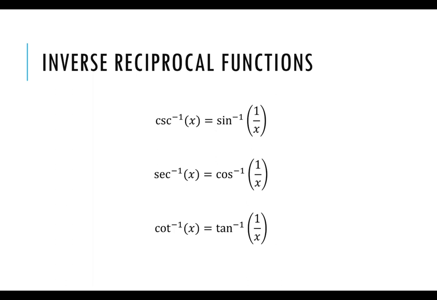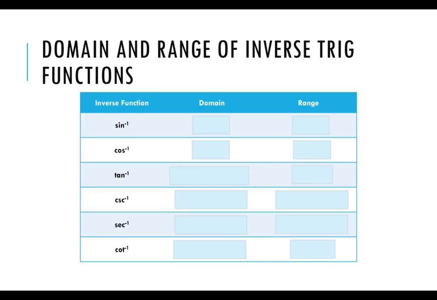And then cotangent inverse is the same thing as tangent inverse of 1 divided by x. So this is probably going to be the easiest way to think about those inverse reciprocal functions. Now, let's run through our domains and ranges of our inverse trig functions, because of course they've changed from what we're dealing with, so let's run through it.